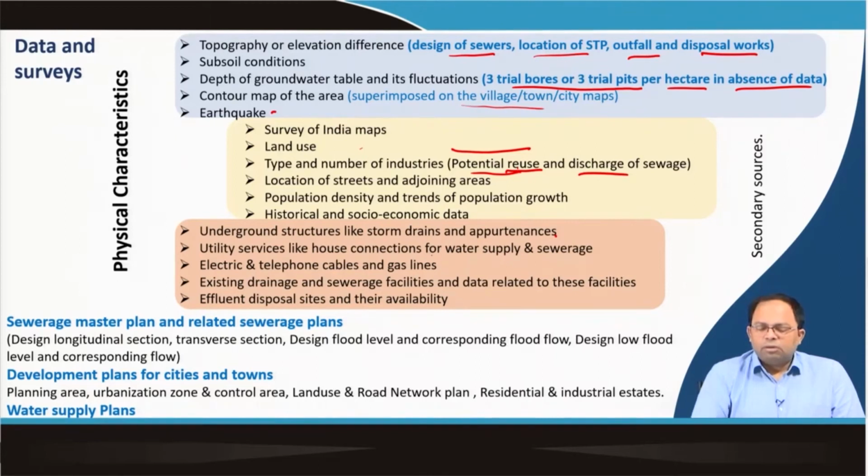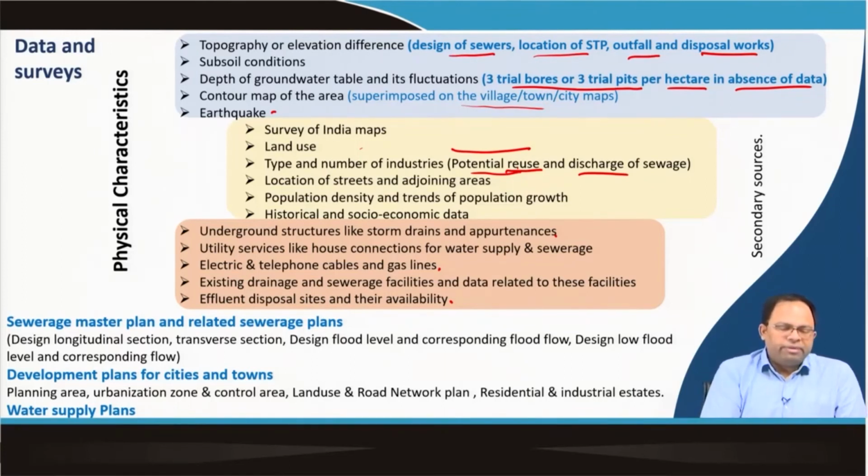Utility services like house connections for water supply and sewerage, electric and telephone cables and gas lines, so that we do not harm them when we create new sewer lines. Existing drainage and sewerage facilities and data related to these facilities, effluent disposal sites and their availability. So, these are some of the general data that we require, and of course, if there is a sewerage master plan and related sewerage plans for a particular urban area, we will have that as our secondary source.